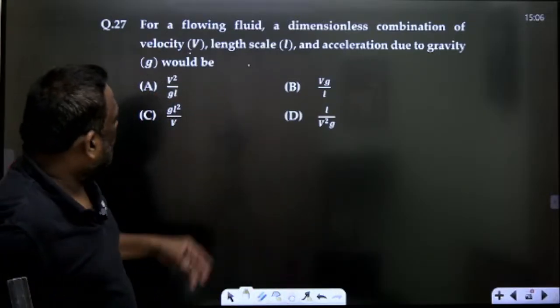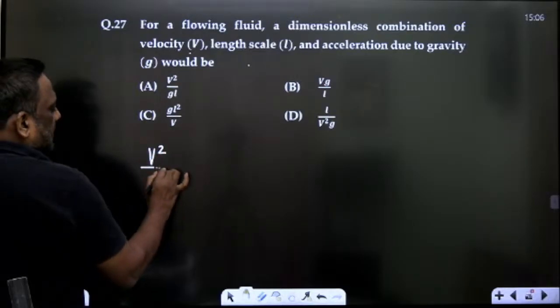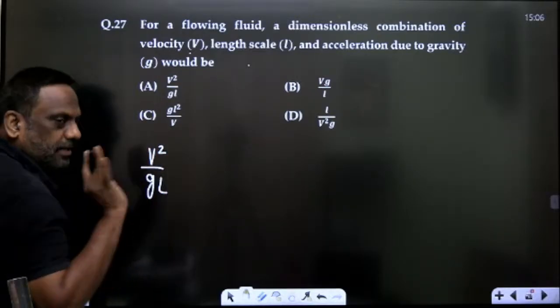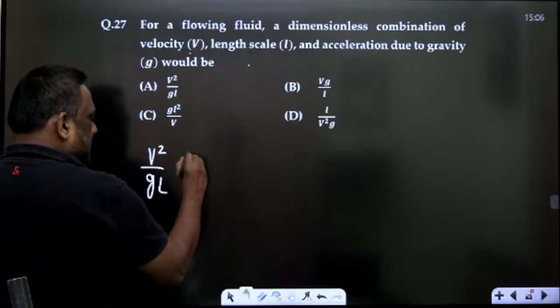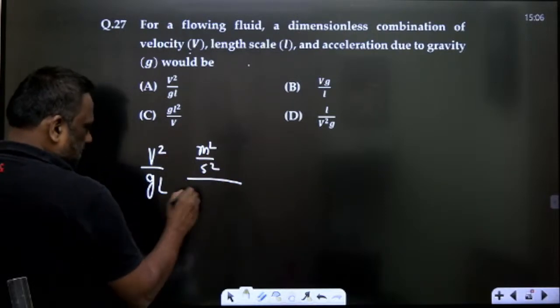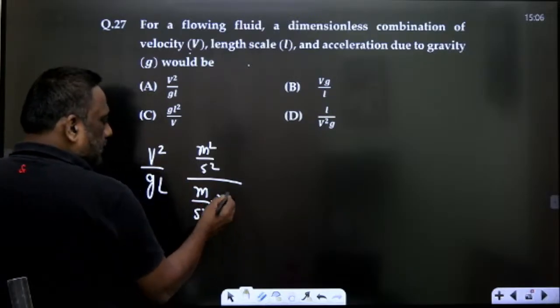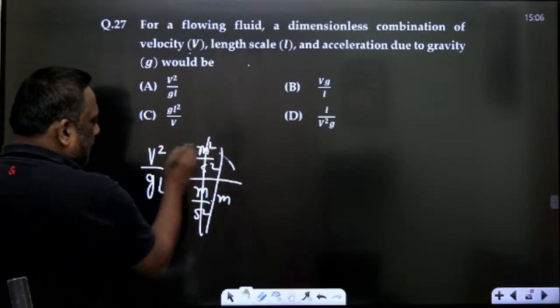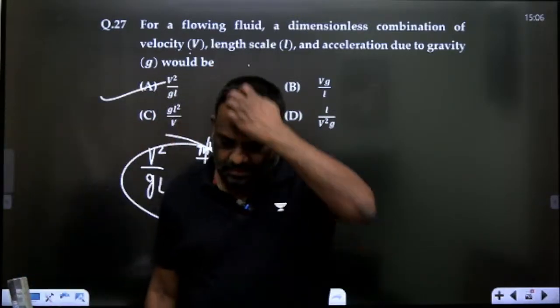देखो, एक बार. ये डायमेंशनलेस चाहिए. वेरी सिंपल सर. वेलोसिटी इज मीटर पर सेकंड, तो स्क्वायर क्या होगा? मीटर स्क्वायर पर सेकंड स्क्वायर होगा. जी इज मीटर पर सेकंड स्क्वायर, लेंथ इज मीटर, तो मीटर स्क्वायर पर सेकंड स्क्वायर, तो ये होगा आपका डायमेंशनलेस. सो दिस इज करेक्ट.